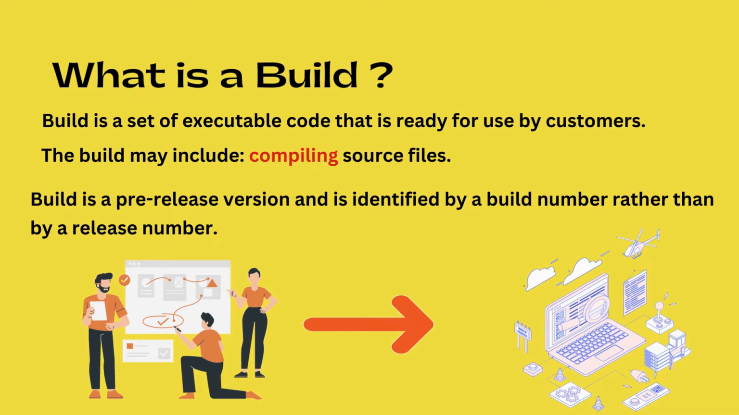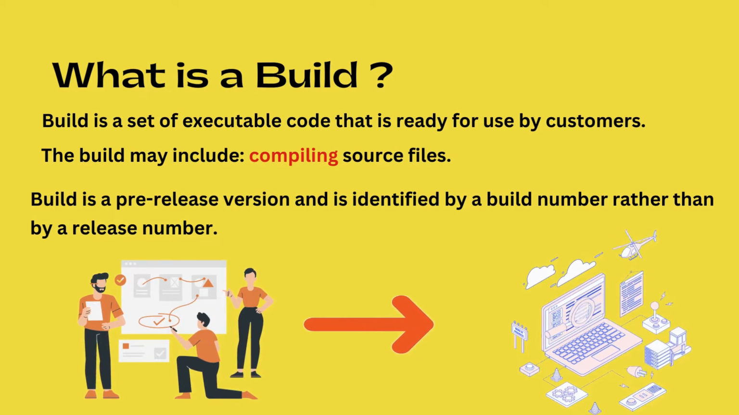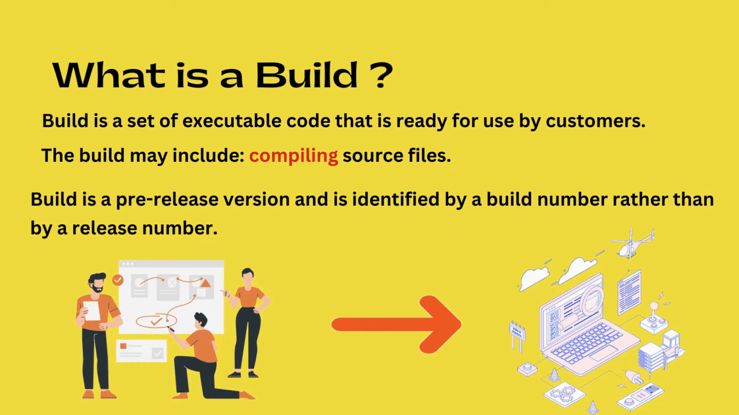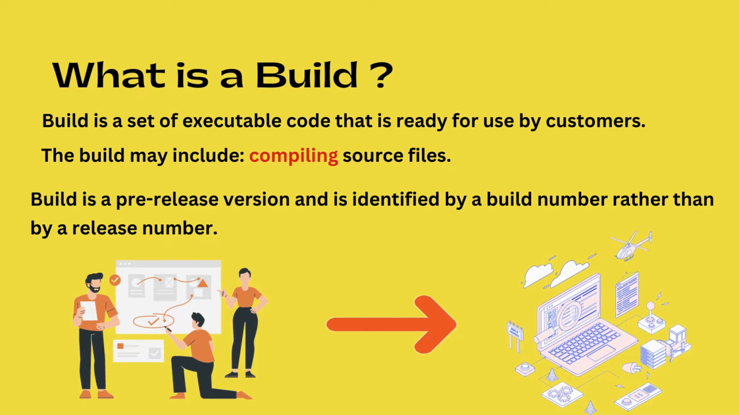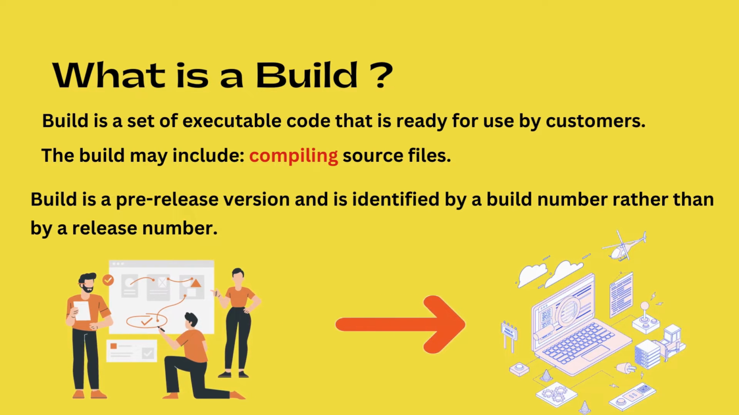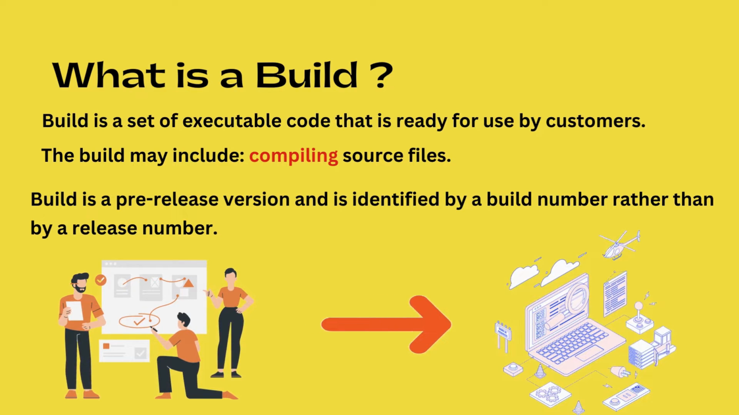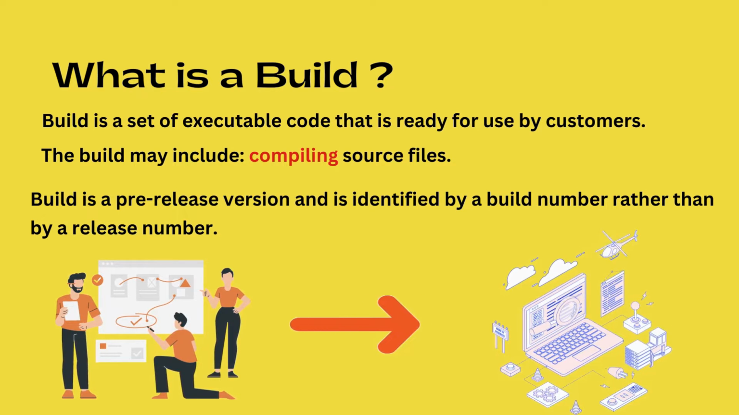Okay, we compile the source files. Now a build is a pre-release version. It's not the after-release version. It's the pre-release version. Pre-release means the build is not in the production environment. It's still in the staging or the testing environment.